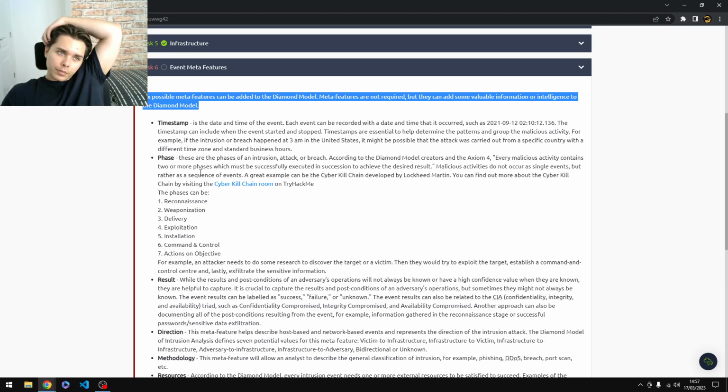Six possible meta features can be added to the diamond model. Meta features are not required, but they can add some valuable information or intelligence to the diamond model.